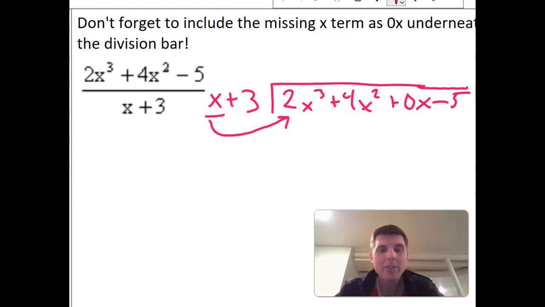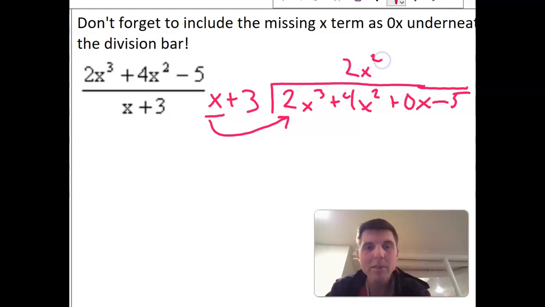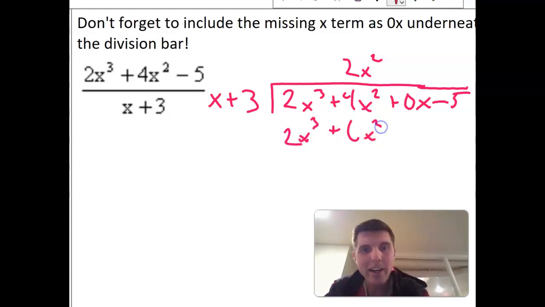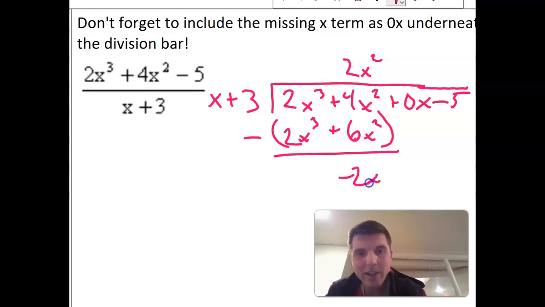Okay, let's roll through this one pretty quick, and then we'll do one integral example, and then you can try 2 more. So x goes into 2x cubed, 2x squared times, and then we multiply 2x squared by both of the terms outside. So we get 2x cubed plus 6x squared, and then just like your division, subtract. Supposed to be a 6 here, what the heck, there we go. That cancels, 4 minus 6, negative 2x squared. Bring down the 0x. It still exists, it's still a number, we got to include it.